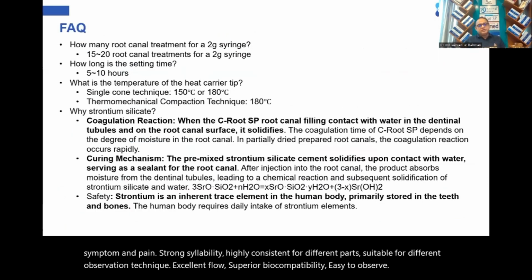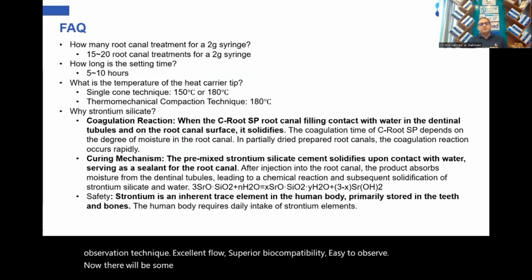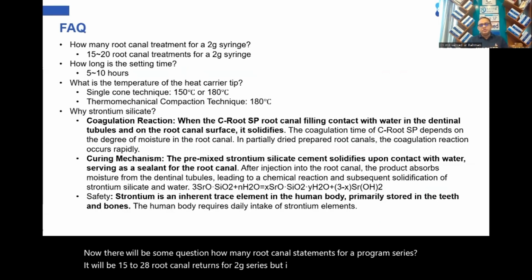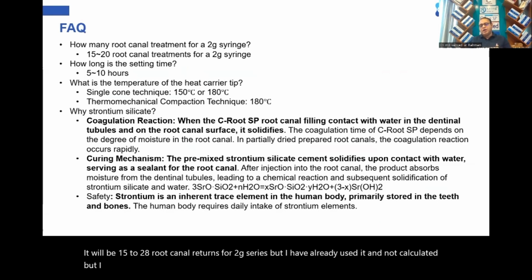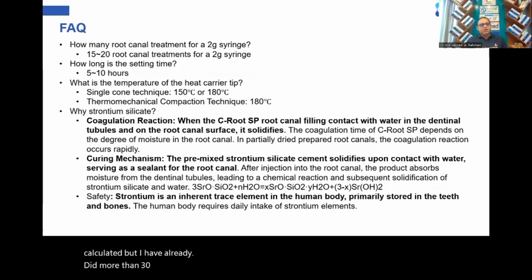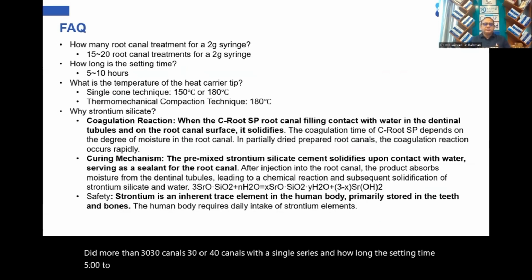Now, there will be some question: how many root canal treatments per 2-gram syringe? It will be 15 to 20 root canal treatments per 2-gram syringe, but I have already used it and not calculated, but I have already done more than 30 canals, 30 or 40 canals with a single syringe. And how long is the setting time? 5 to 10 hours.